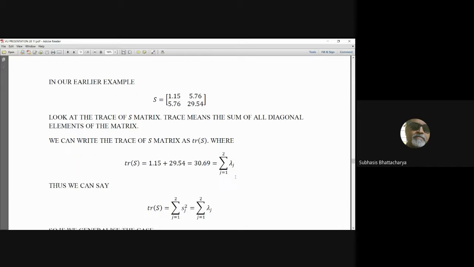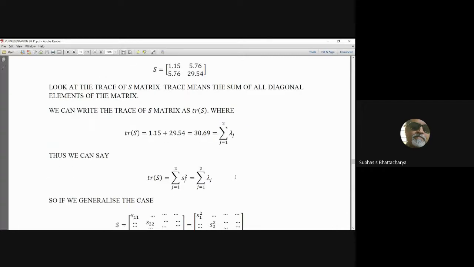So what is the trace? What is the sum of the diagonals? That is also the sum of the lambdas. Trace of the matrix means the sum of the diagonal elements of the matrix, and that is also the summation of lambda, all the lambdas we define.